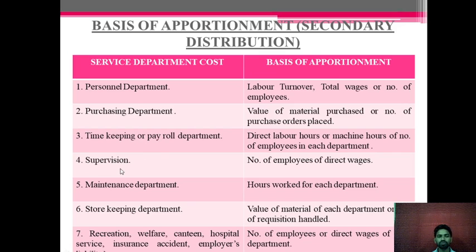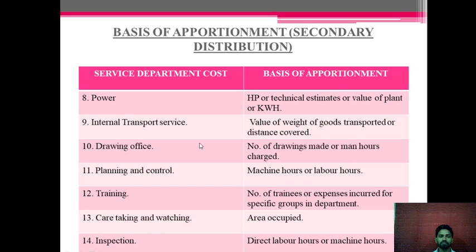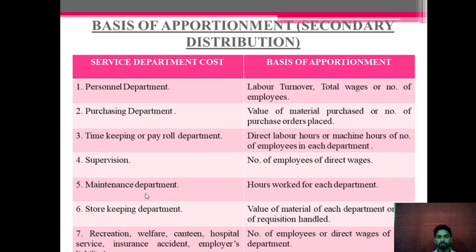Next, supervision, on the basis of number of employees or direct wages. Next, the maintenance department, which depends on the hours worked for each department. Hour wise means shift wise, the department wise workers come. Next, the storekeeping department, on the basis of value of material of each department or number of requisitions handled.